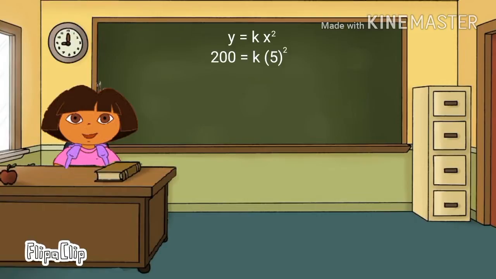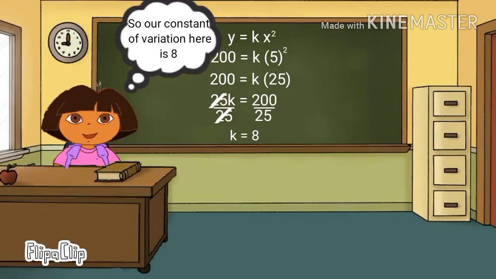Then simplify it. So it will become 200 is equal to k times 25. Multiply 25 by k, so it will become 25k. And then interchange it so that it will become 25k is equal to 200. Divide both sides by 25, then k is equal to 8. So our constant of variation here is 8.